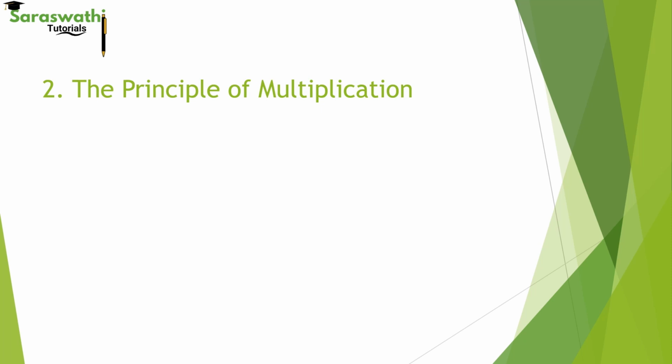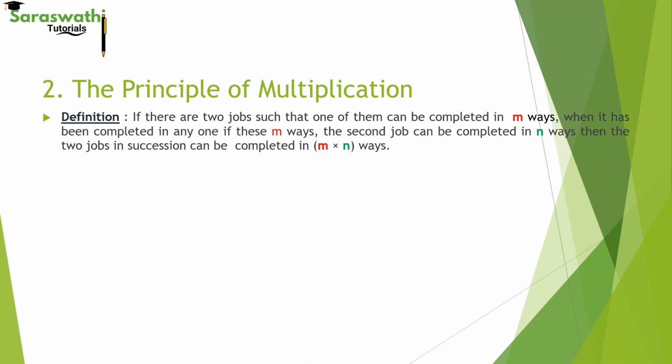In this session, we will discuss the second principle of counting, which is the principle of multiplication. Definition: if there are two jobs such that one of them can be completed in m ways, when it has been completed in any one of these m ways, the second job can be completed in n ways, then the two jobs in succession can be completed in the product of m and n ways.